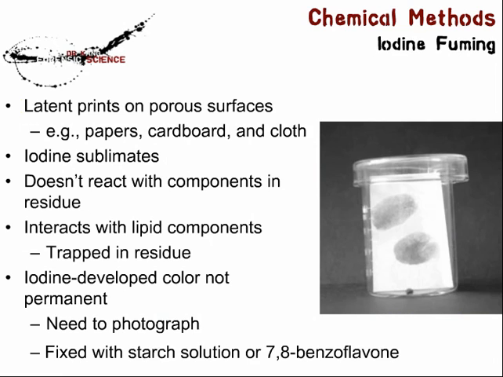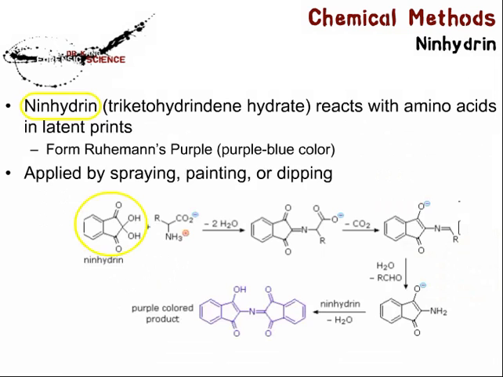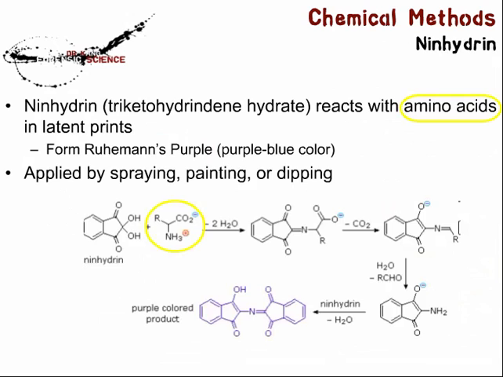Also, iodine-developed prints can be fixed with a 1% starch solution or a 7,8-benzoflavone or a naphthoflavone solution. Another chemical used for visualizing latent prints is ninhydrin. Ninhydrin reacts with amino acids present in trace amounts in perspiration to form an adduct called Ruhemann's purple, a purple-blue color. Ninhydrin is most commonly sprayed onto the porous surface from an aerosol can.